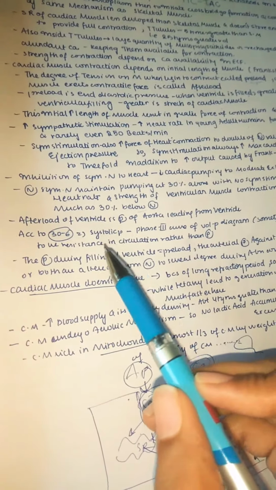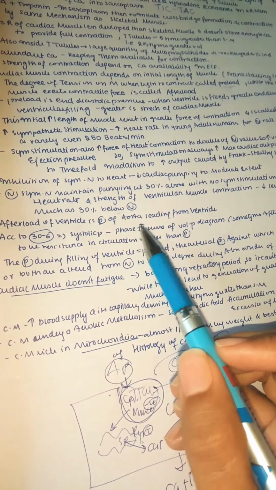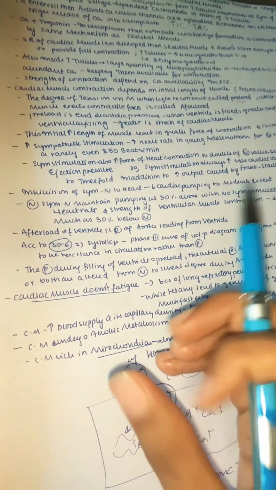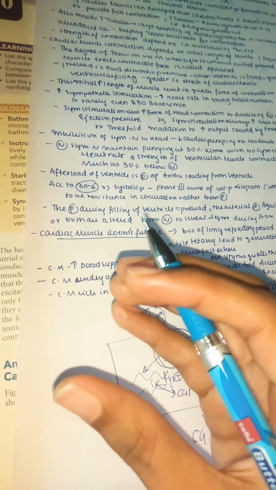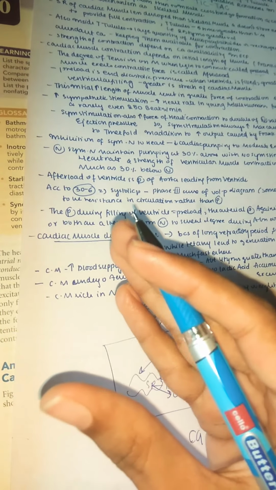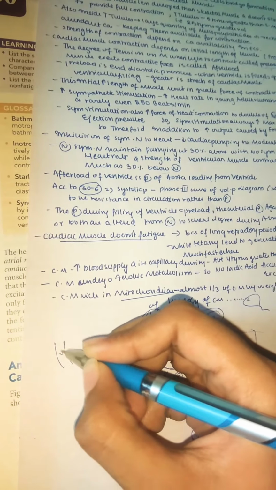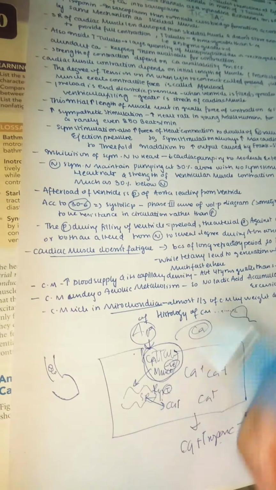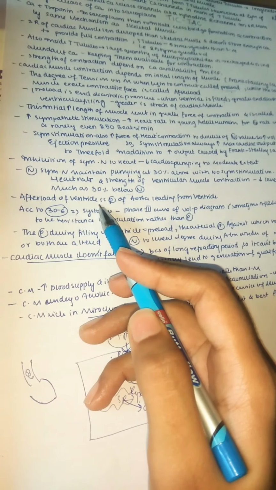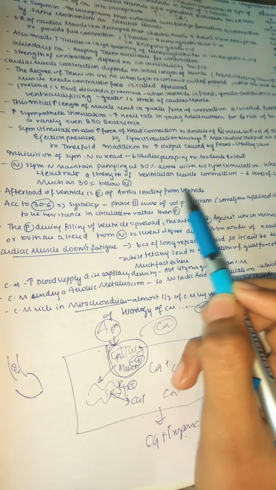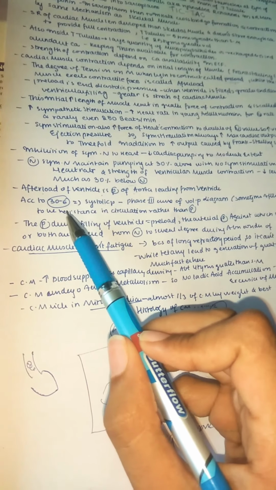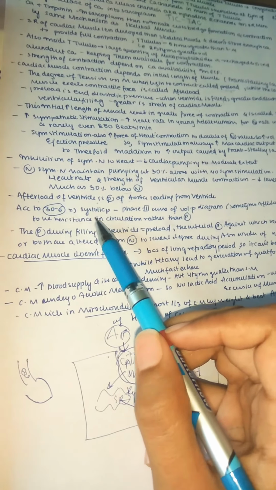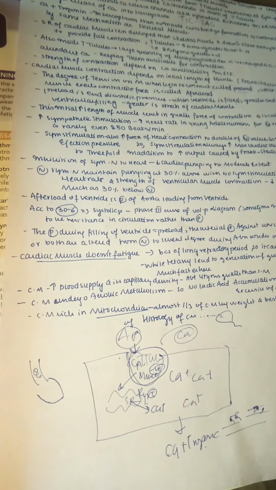The afterload of the ventricle is nothing but the pressure in the aorta leading from the ventricle. Afterload is the pressure against which the heart works, because the aorta already has a lot of pressure and the ventricle must now work against the aortic pressure. So the afterload of a ventricle is the pressure in the aorta leading from the ventricle. According to the diagram, I'll show you and you can understand.